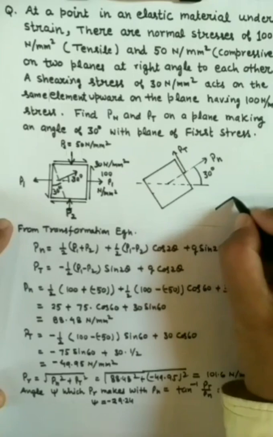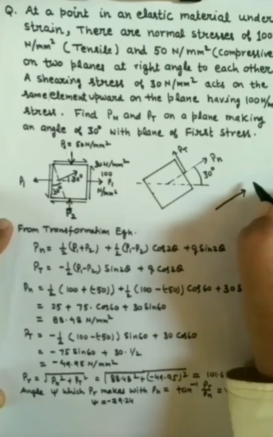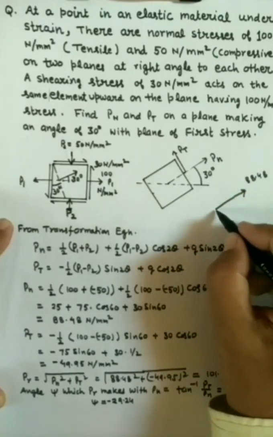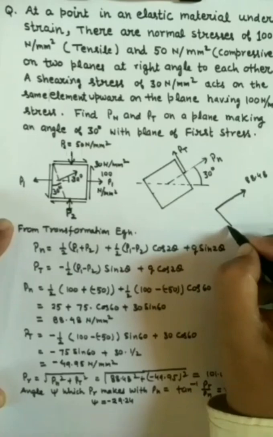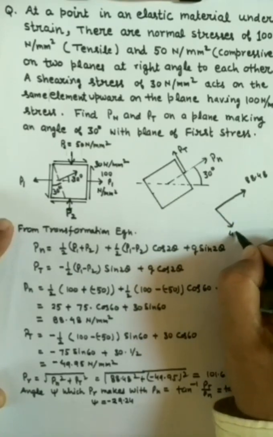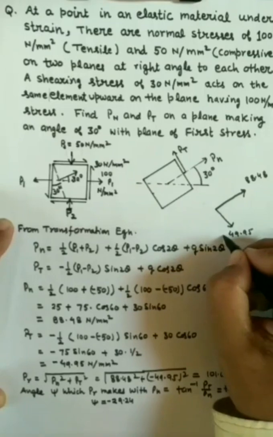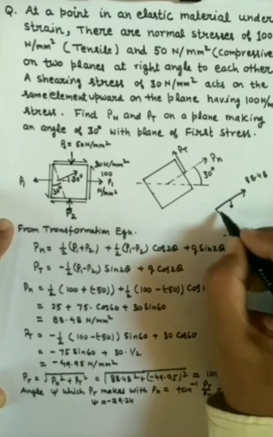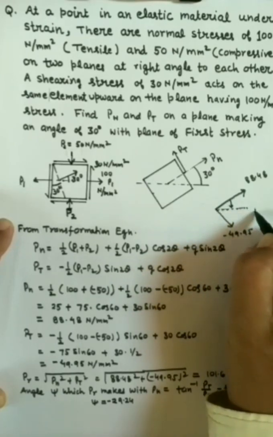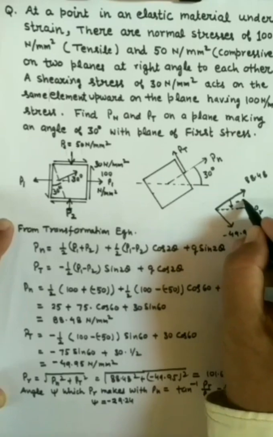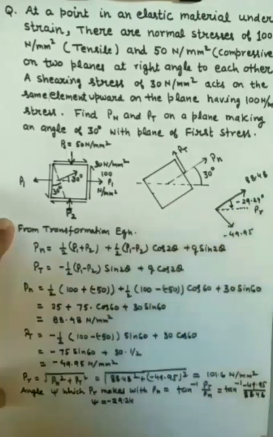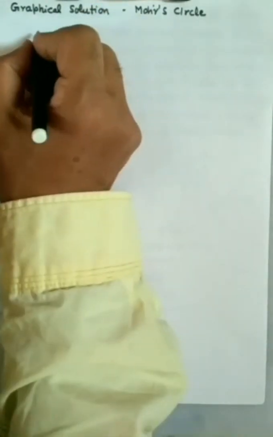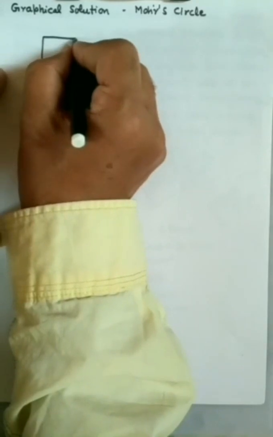So if Pn is in this direction, which is 88.48 Newton per mm square, Pt will be in a perpendicular direction like this, and which is 49.95 Newton per mm square. So PR will be in a clockwise direction at an angle of psi, that is 29.24, like this. So let us find graphical solution for the same problem, which is also called Mohr circles method.